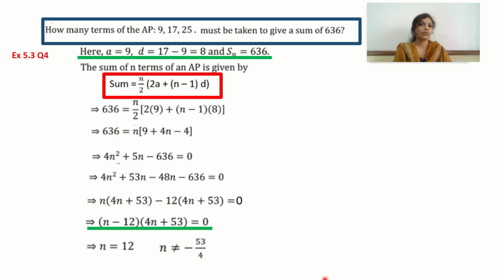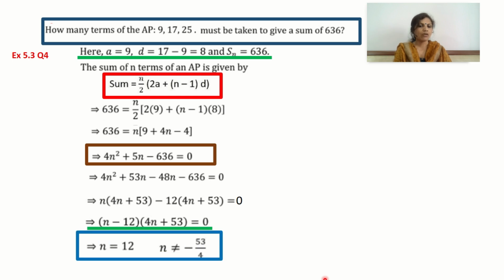If you solve this, we get a quadratic equation like this. And in standard 8th, we have learned how to solve quadratic equations. So if I factorize and find out the factors, I get n minus 12 in one bracket and 4n plus 53 in the other bracket is equal to 0. So I get two answers, n is equal to 12 or n is equal to minus 53 upon 4. But n is equal to minus 53 upon 4 is rejected because number of terms cannot be negative and cannot be in fraction. It should be a whole number.